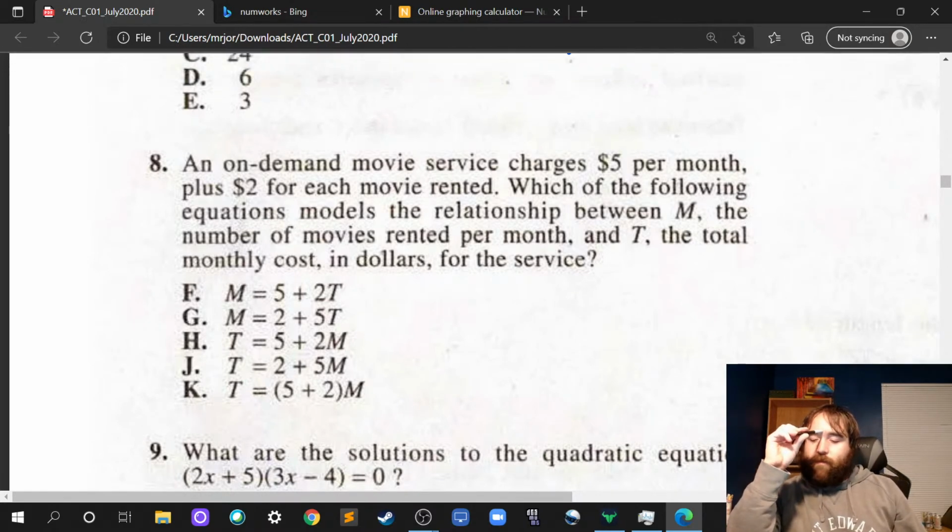An on-demand movie service charges $5 per month, plus $2 for each movie rented. Which of the following equations models the relationship between M, the number of movies rented, and T, the total monthly cost in dollars for the service? Okay. Which of the following... M is the number of movies per month. T is the monthly cost. Okay, so it's $5 per month plus 2M.